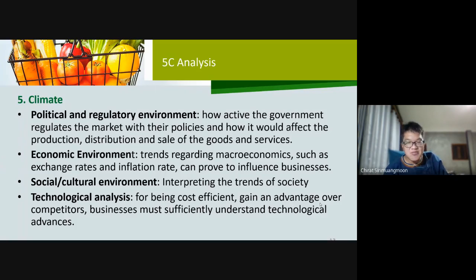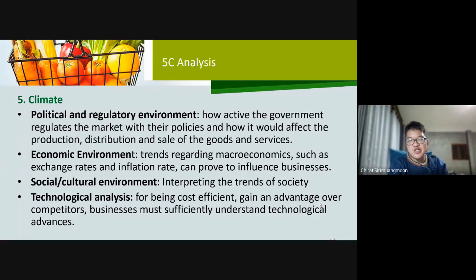Then the economic environment. You need to keep monitoring the situation at that time. Like for now, we have a problem with the exchange rate and a problem with the inflation rate. Then it has a huge impact on the analysis of the environment and also the marketing plan. Social and cultural environment: with different social and cultural environments, you are going to have different trends. So you need to be concerned about this too.